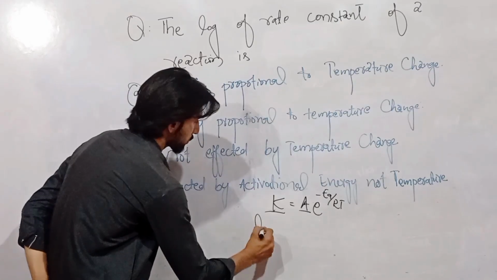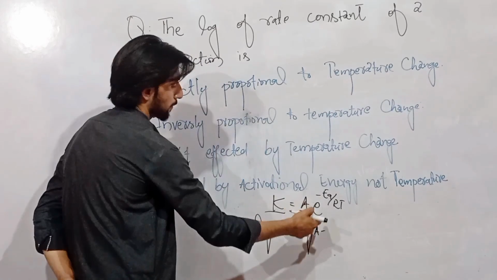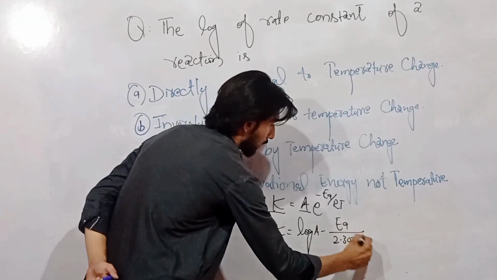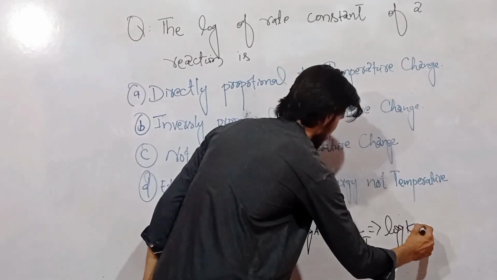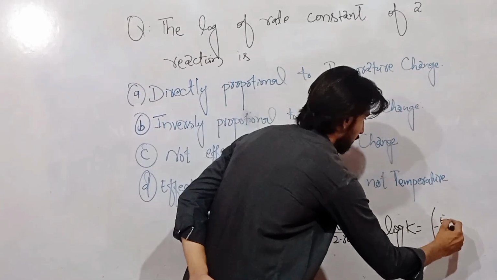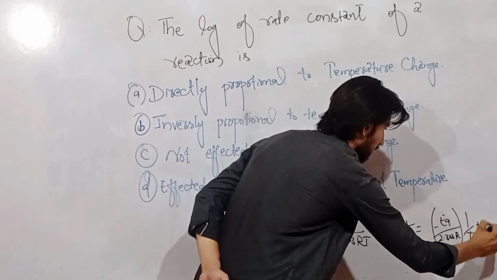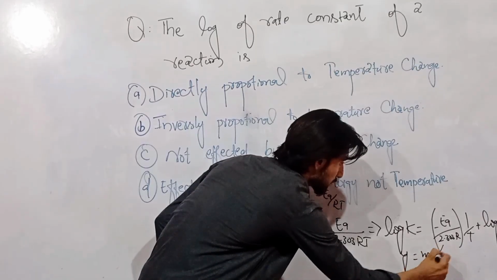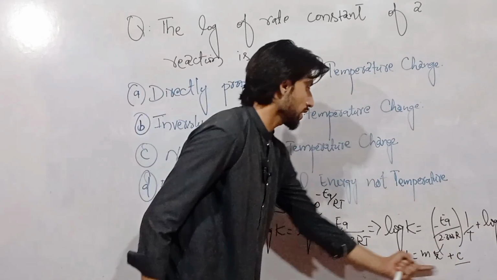So now if I apply log to both sides, log of K is equal to log of A minus Ea over 2.303 RT. Rearranging, I will get log of K is equal to minus Ea over 2.303 R times 1 over T plus log A. So Y equals mX plus C: this becomes M, 1 over T becomes X, and log A becomes C. So it is a straight line equation.